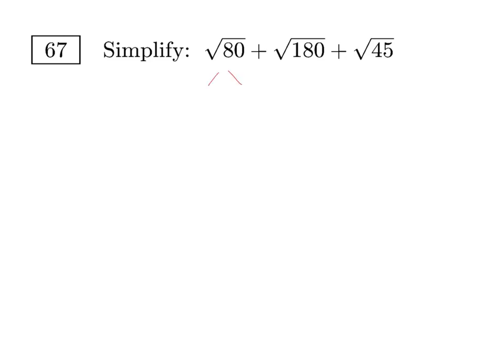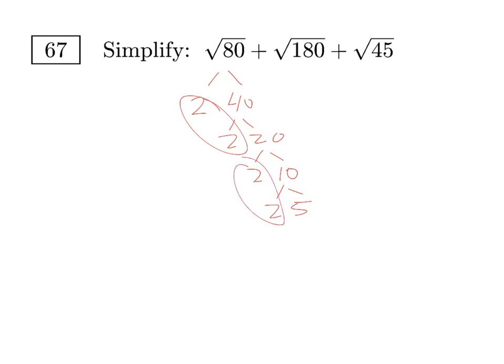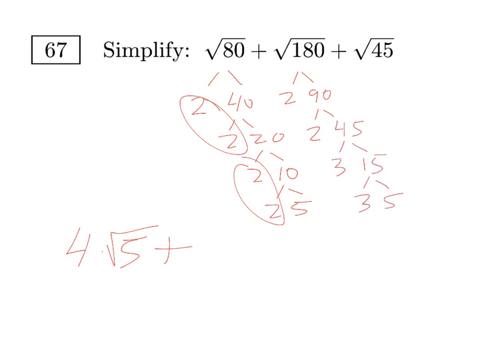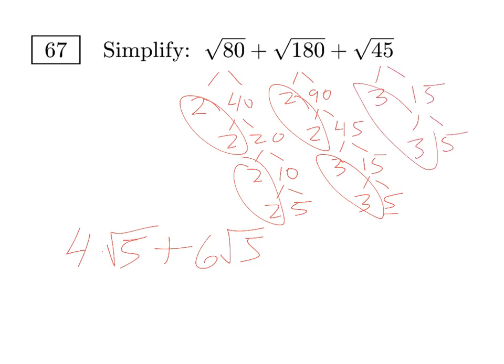Simplify. Alright, I have lots of radicals to simplify here. 2 times 40, 2 times 20, 2 times 10, 2 times 5. I have 2 pairs here, so it's 2 times 2, which is 4 on the outside, square root of 5. I have plus, now I have 2 times 90, 2 times 45, 3 times 15, and 3 times 5. So I have 2 times 3, so I have 6 square root of 5. Then here I have 3 times 15, and 3 times 5. I have plus 3 square root of 5.